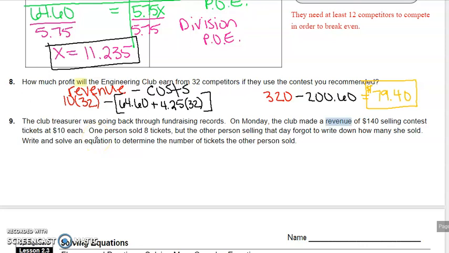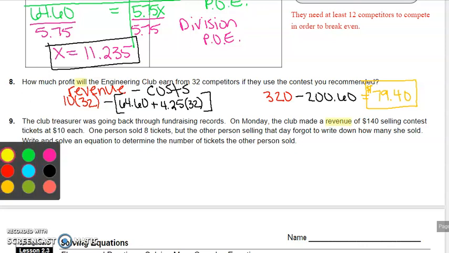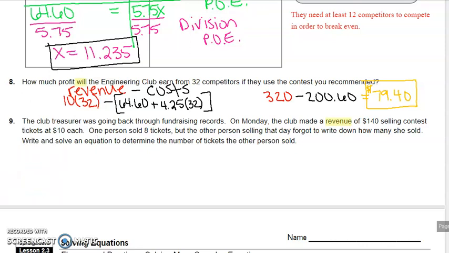Let's see. They made a revenue of $140 selling contest tickets at $10 each. One person sold 8 tickets, but the other person selling that day forgot to write down how many she sold, right? And solve an equation to determine the number of tickets the other person sold. So again, we know that the revenue is represented by 10x, 10 times however many tickets sold. We don't know how many total tickets we sold, but we do know that one person sold 8 and another person sold T amount of tickets because we don't know how many. And we know that altogether we made $140 here.